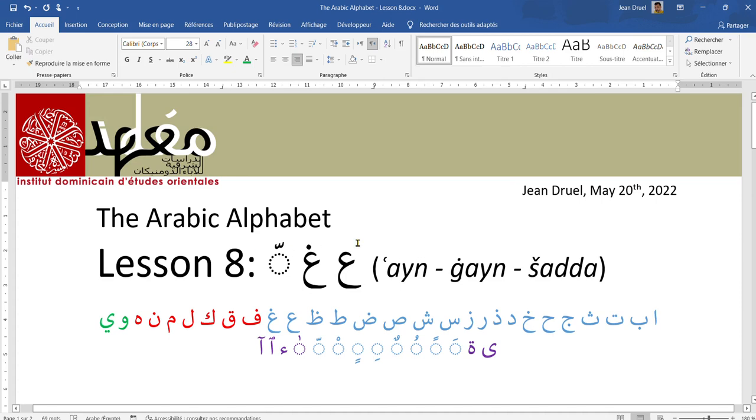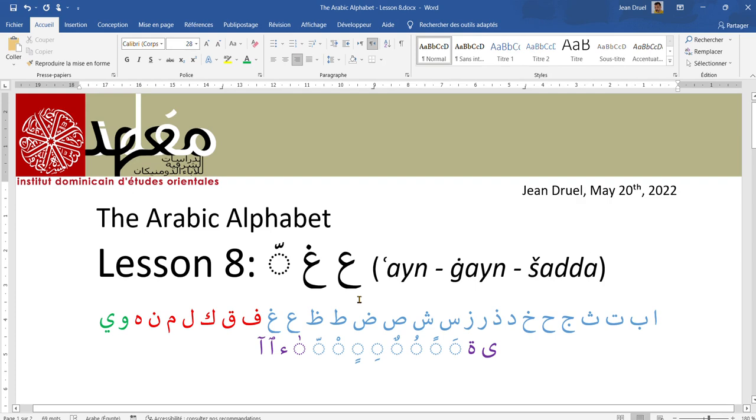So today we are studying two more consonants, ʿayn and ġayn, plus the diacritical, which is šadda. It looks like a small W, small omega. It's put above the consonant and it doubles the consonant. Okay, so this is ʿayn, ġayn, šadda. Those two sounds do not exist in English.